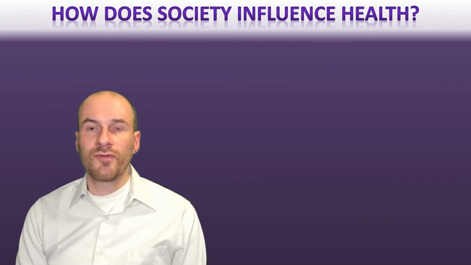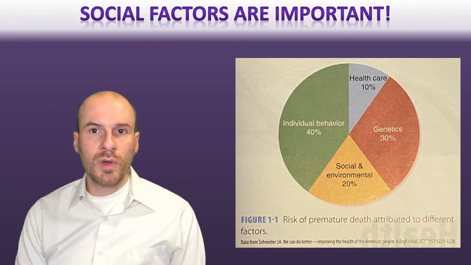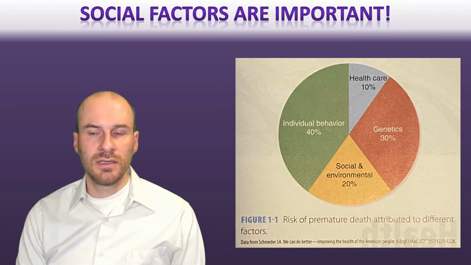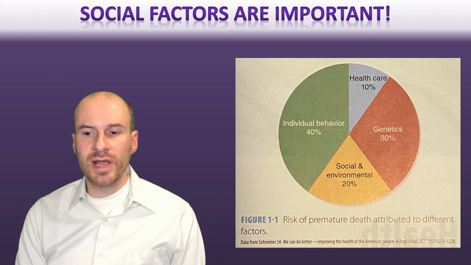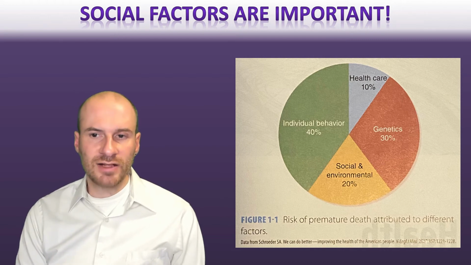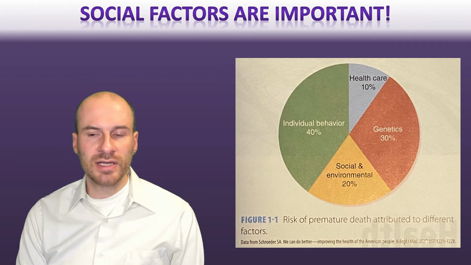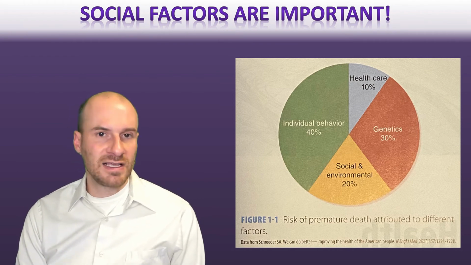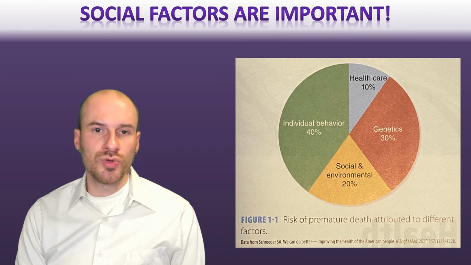So let's talk for a few seconds about how society influences health. When we look at the different factors that influence health, here's just a chart showing the different levels of risk related to different types of factors. Now, what I will say is this is a helpful chart for looking at the composition of risk, but don't take it too seriously. The way that you define things makes a big difference for how large each of these different slices are. So this will vary depending on how you do the analysis.